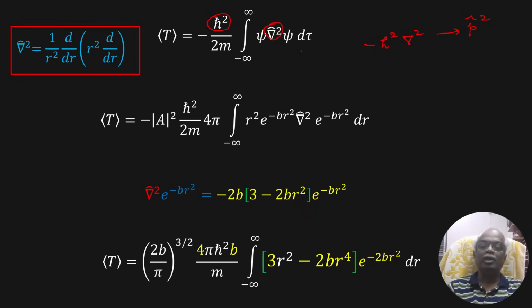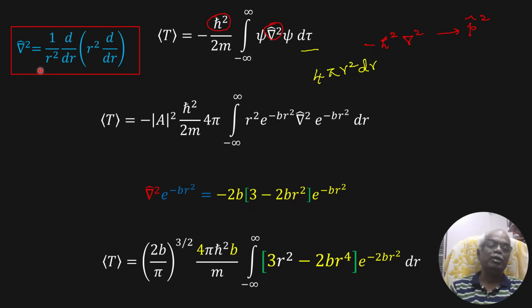d tau is a small volume element. In three dimensions, it is equal to 4 pi r squared dr, where 4 pi r squared is the area, and area multiplied by thickness is volume. Here you take all the constants outside. So this becomes minus modulus A squared h bar squared over 2m, with the 4 pi taken out, and r squared inside the integral: r squared e to the power minus b r squared, del squared of e to the power minus b r squared.